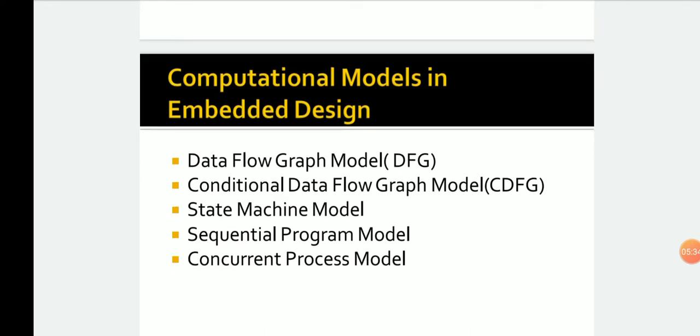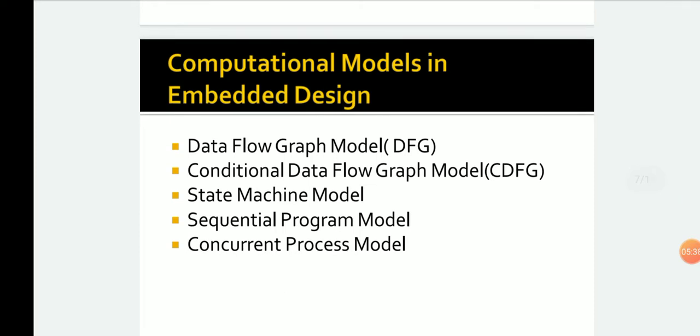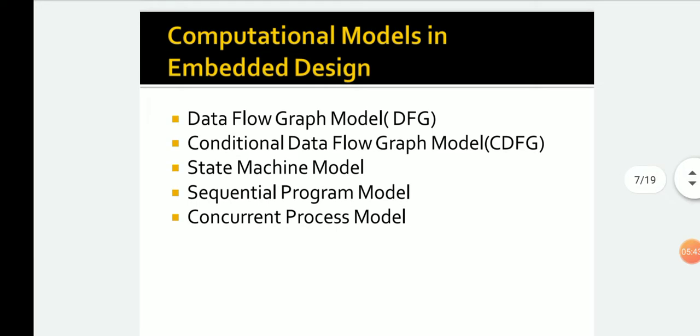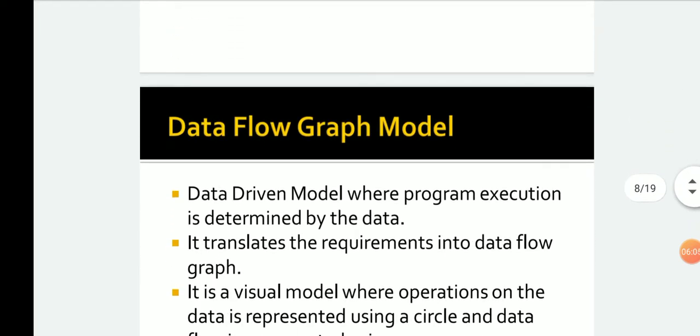As I said before, there are many models. So let's see what the models are. Computational models in embedded design: data flow graph model, conditional data flow graph model, state machine model, sequential program model, concurrent process model. These are the models. As I said before, designers find it very difficult to stick to one model. Because of this reason, there are so many types of models. Now let's see the models one by one.